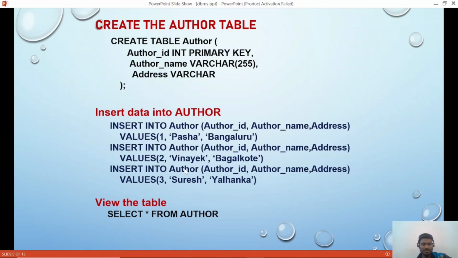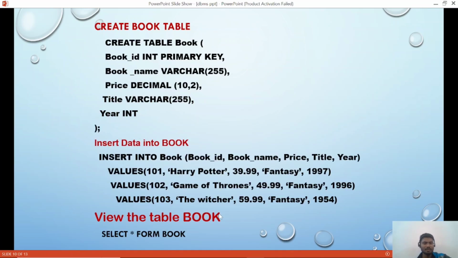Insert into author, the third value. I gave author ID 3, author name Suresh, and address Yalanka. That is an example of creating the author table. To view the table, the last command, select star from author. Let's go to the book table.